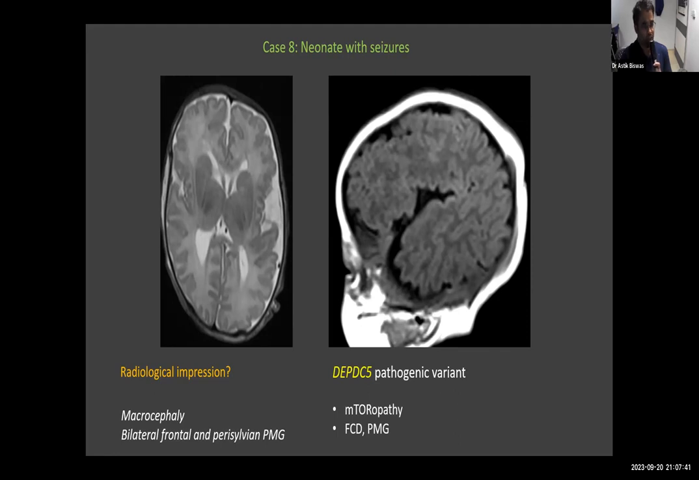And this patient had a DEPDC5 pathogenic variant. We saw that DEPDC5 is part of the GATOR pathway, but closely linked to the mTOR pathway. So essentially, it's an mTORopathy. And the phenotype can be quite variable, including macrocephaly, focal cortical dysplasia with or without polymicrogyria.